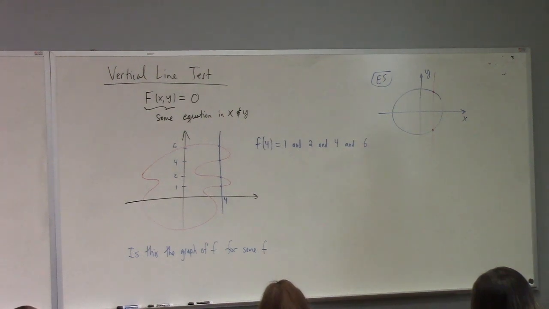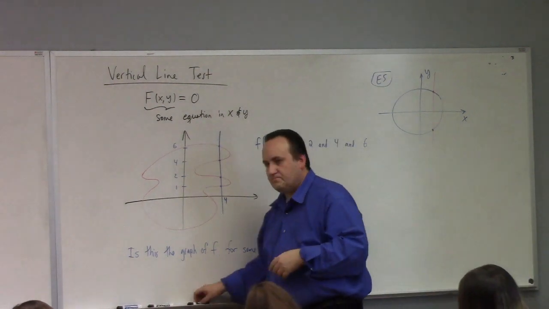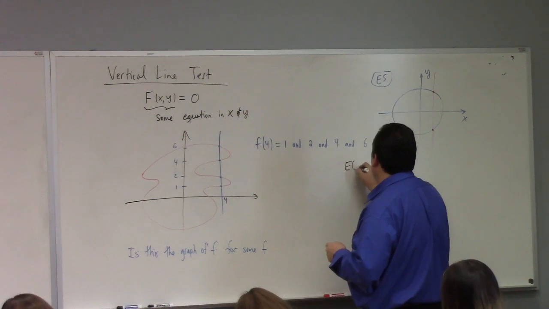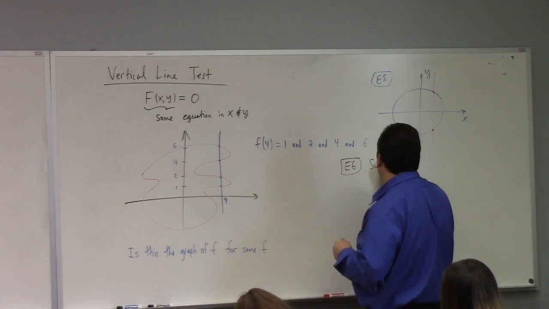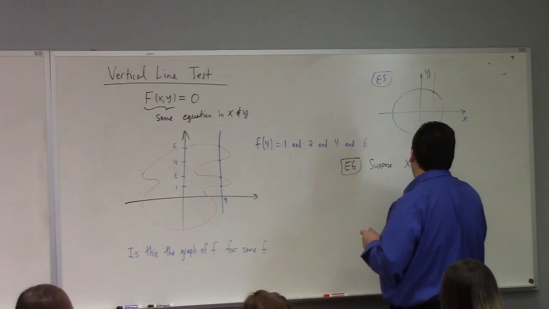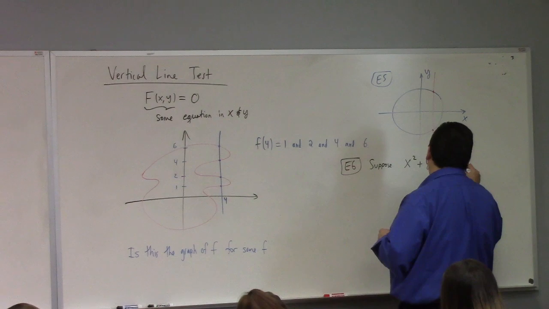Here's the graph of some equation. Could this potentially be the graph of some function? And the answer to this one is no. Another way to ask this, though, is this. So here's the other way this comes at you. Example 6. Suppose x squared plus y squared plus 10y is equal to 0.